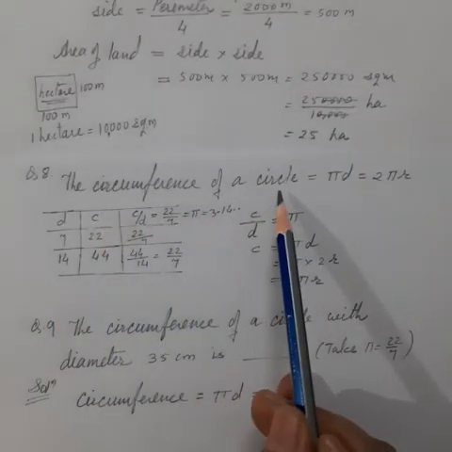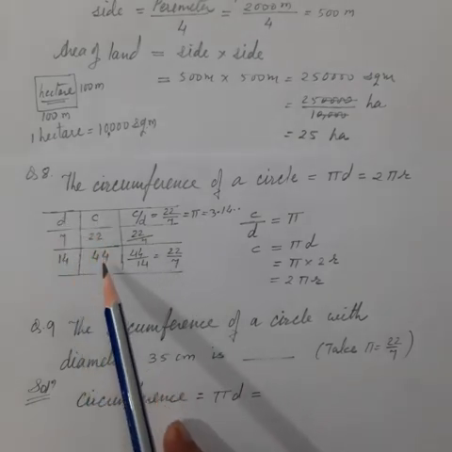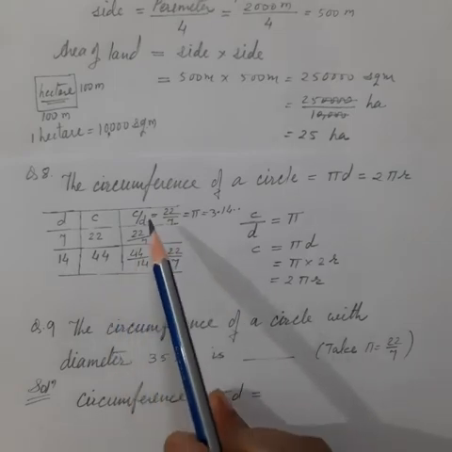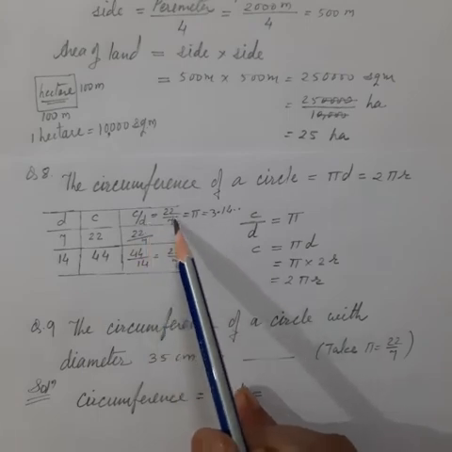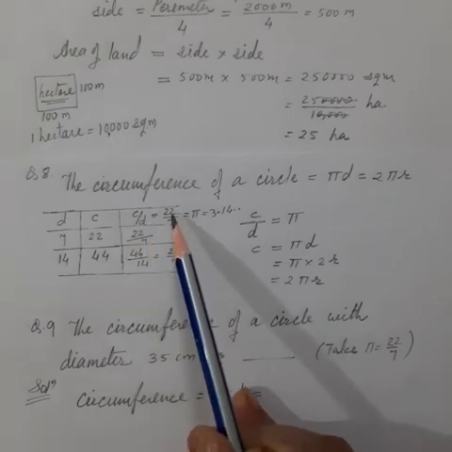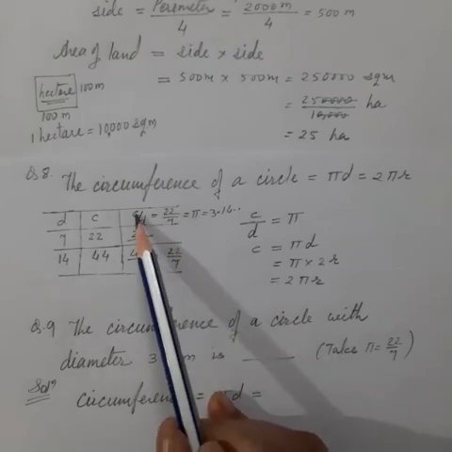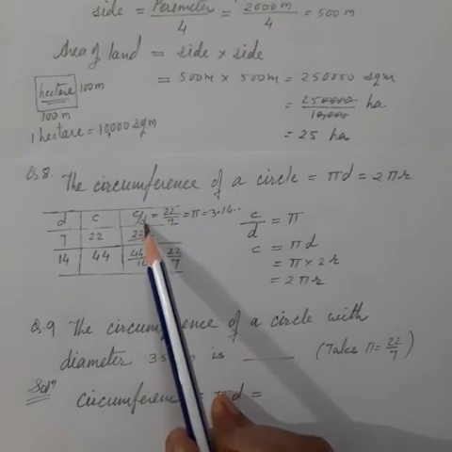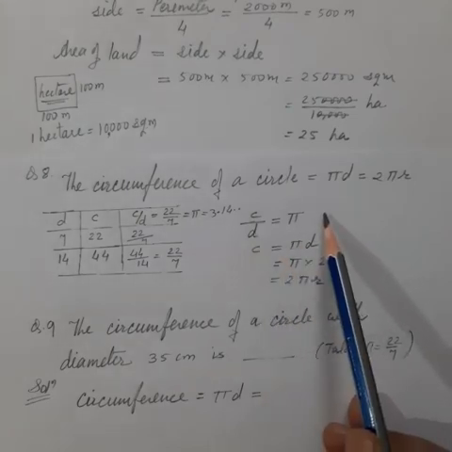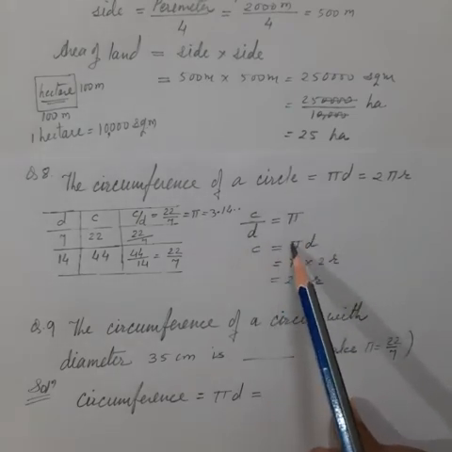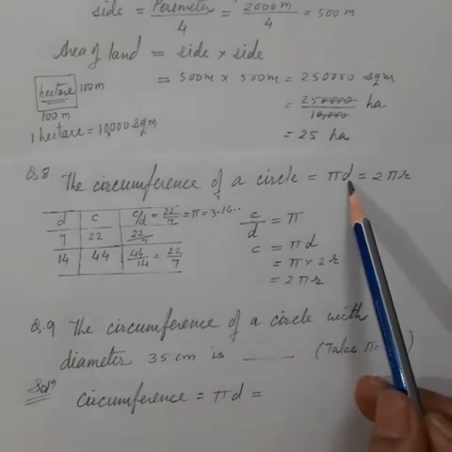The circumference of the circle. By taking different values of diameters, circumference of the circles are measured. And it is found that the ratio circumference to diameter is a constant 22 by 7, and this constant is written as the symbol pi. The ratio circumference to diameter is equal to pi. Take this d diameter to the right hand side. We get circumference equal to pi d. So circumference of the circle is equal to pi d, where d is the diameter.